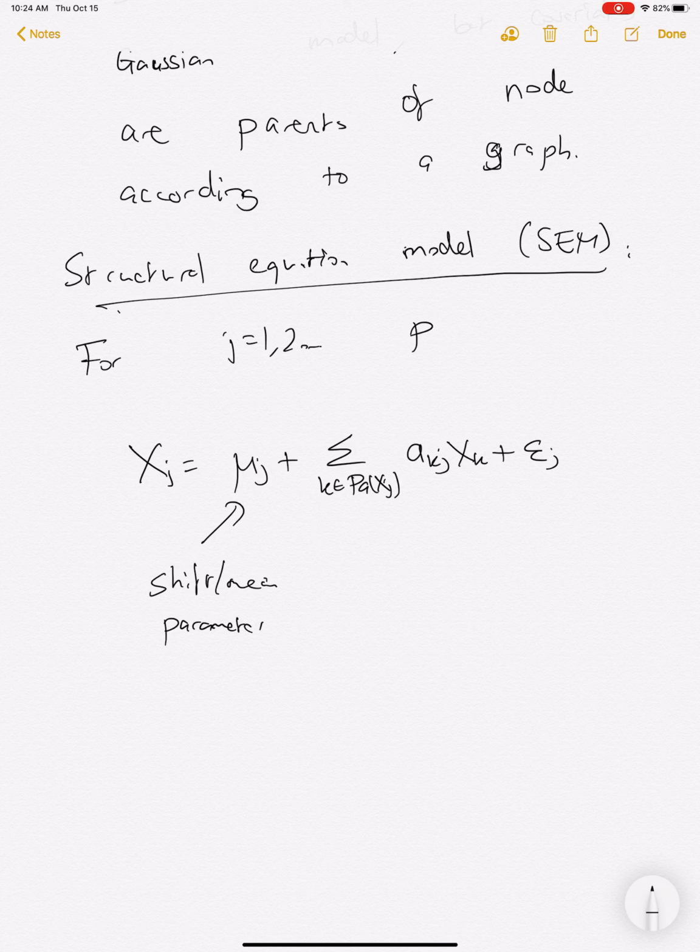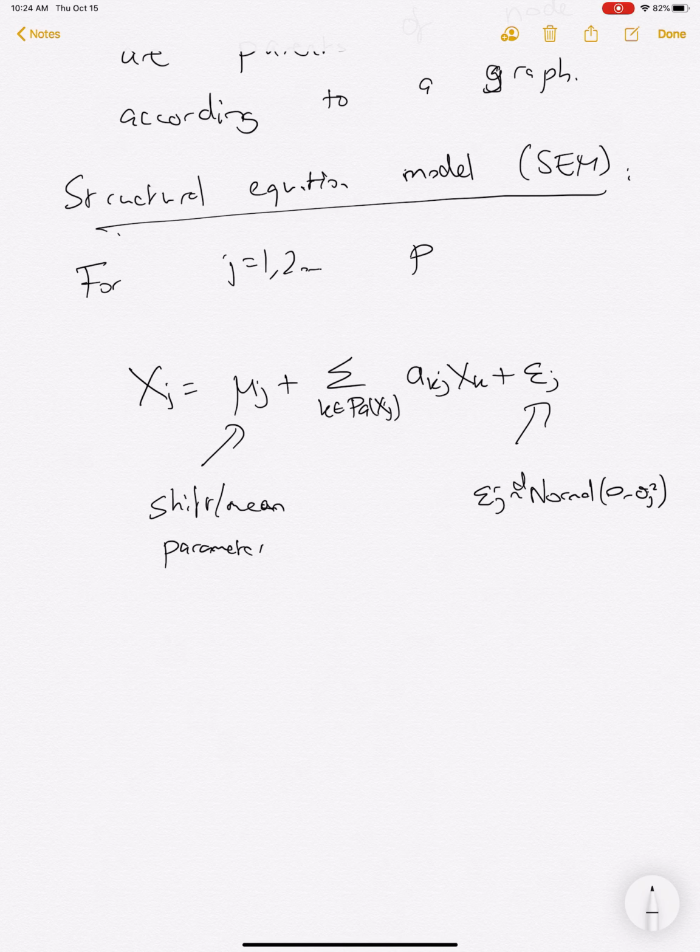It isn't exactly necessarily the mean of xj, because the means of the xk's are factored in. And then we assume that the epsilon j's are normal with mean 0 and variance sigma j squared. And then we also assume that epsilon 1, epsilon 2, up to epsilon p are independent.